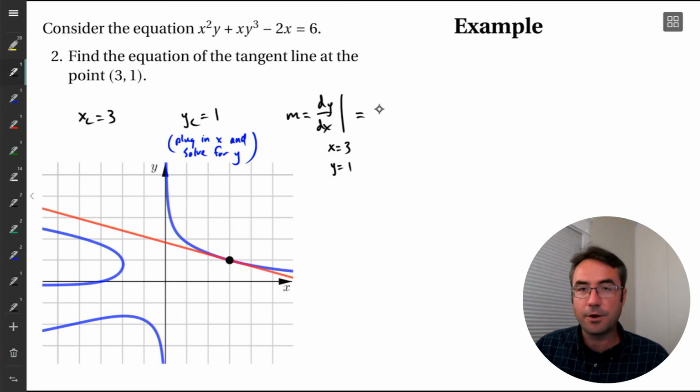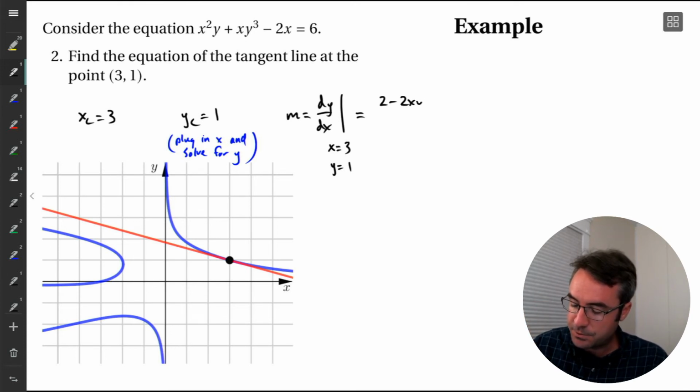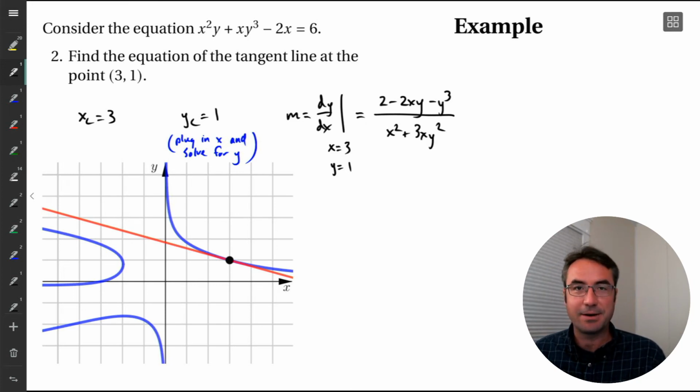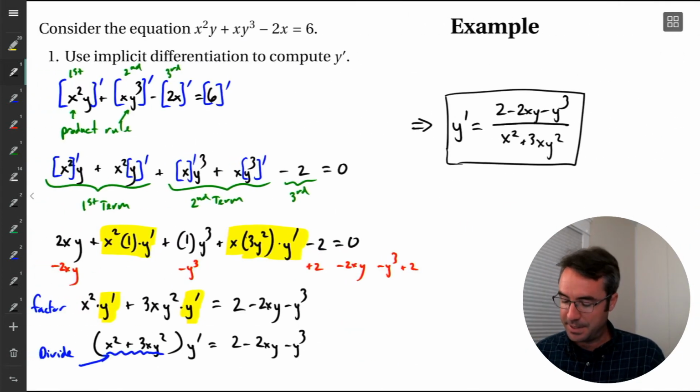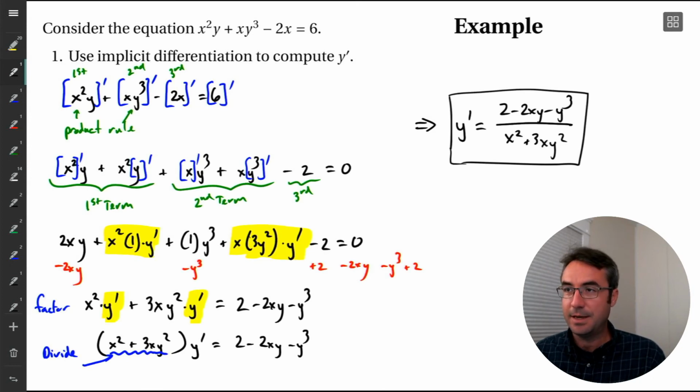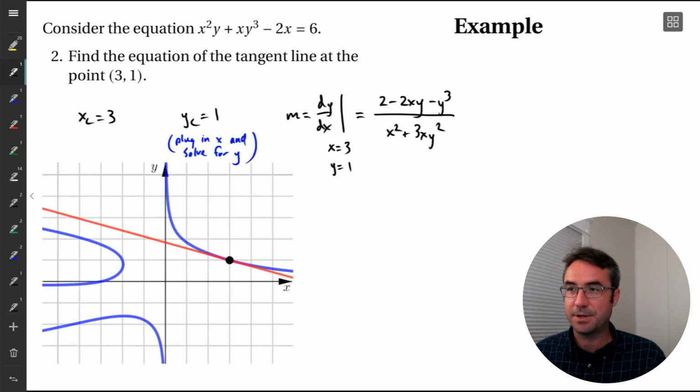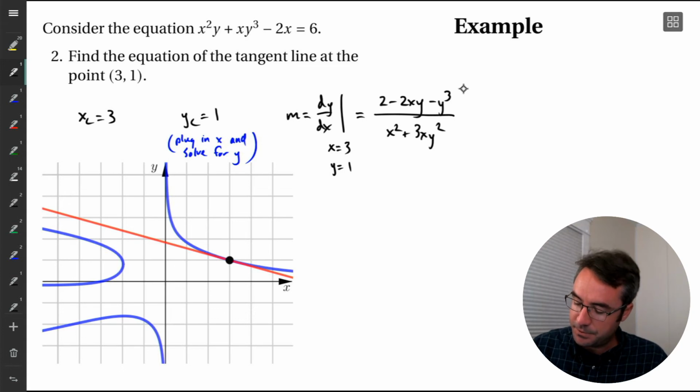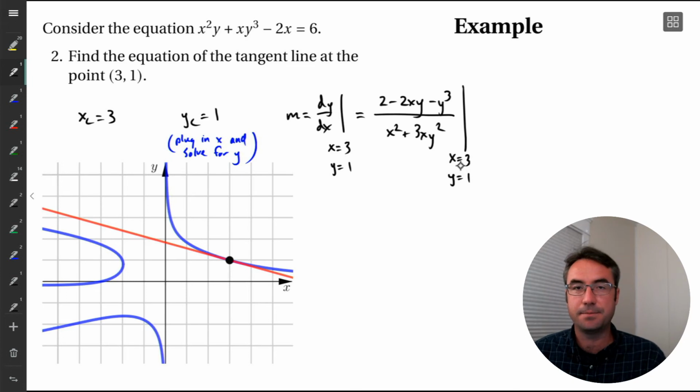So let's write in the derivative we found. It was 2 minus 2xy minus y cubed, all over x squared plus 3xy squared. Let me make sure I got that right. 2 minus 2xy minus y cubed, over x squared plus 3xy squared. Yeah, it's the right derivative. So we're just going back to what we calculated for y prime, and we're going to evaluate this when x is equal to 3 and y is equal to 1.